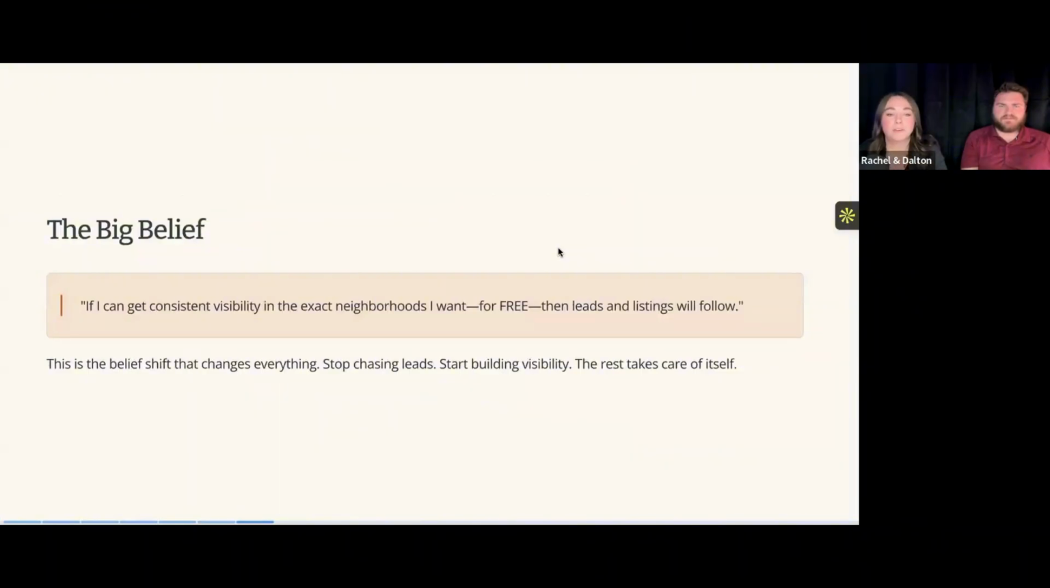This is the big belief that I want you to say in your heads, and you can drop it in the chat if you want to, because I just want to reiterate this. If I can get consistent visibility in the exact neighborhoods I want for free, then leads and listings will follow. And this couldn't be more true. When you have a marketing budget of basically infinite, that means you can get in front of as many people as you want, as many times as you want. So if you can get that consistent visibility, everything else is going to come with it.